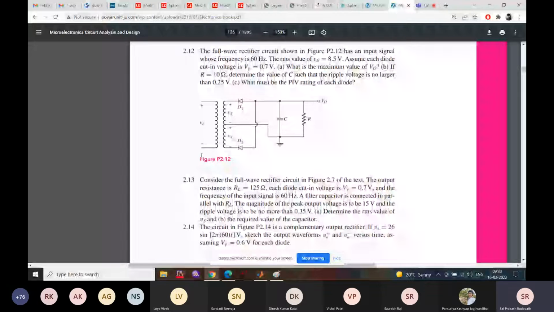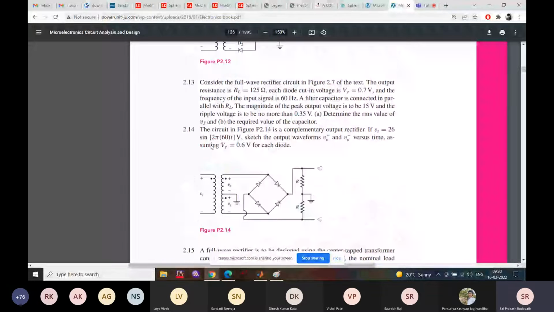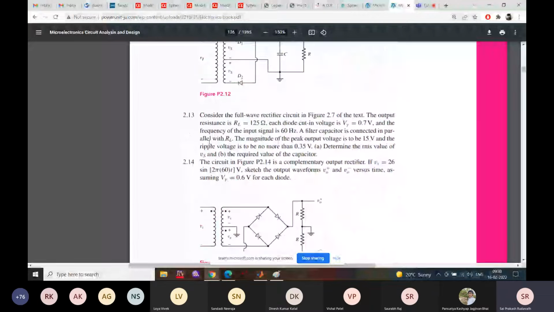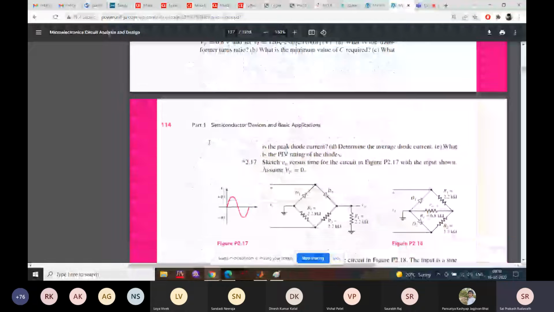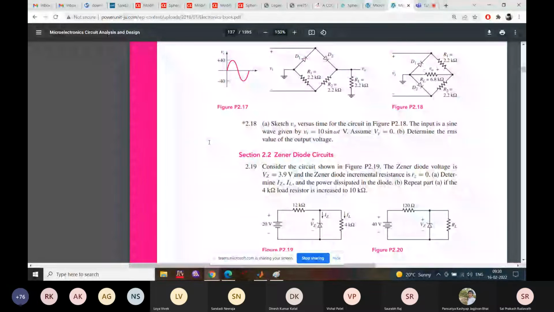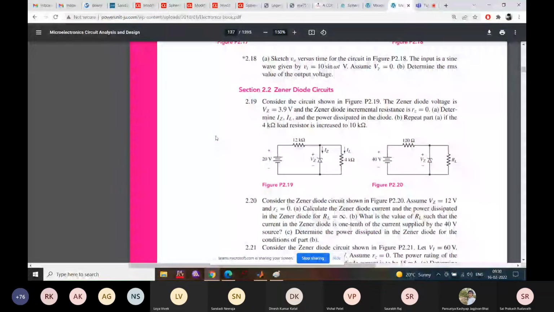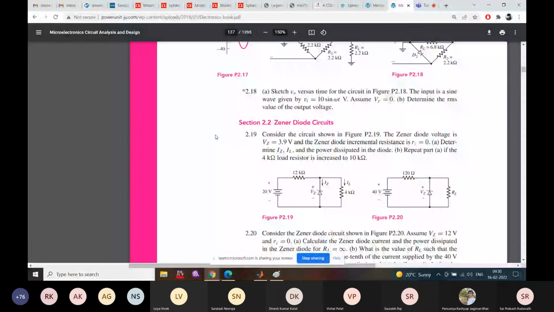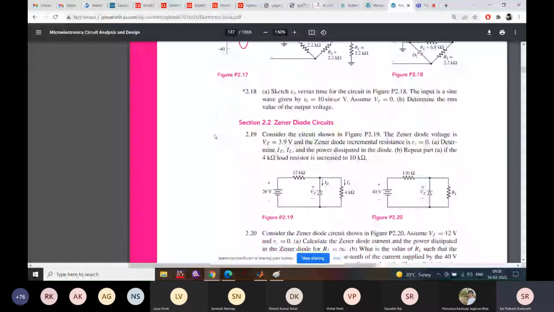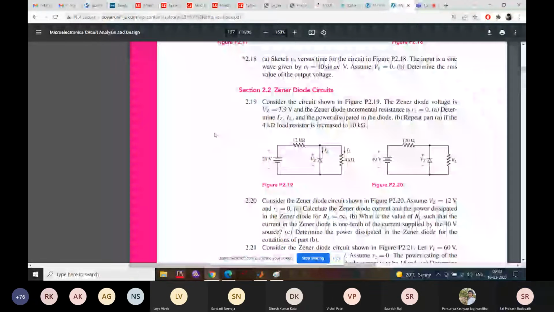So basically, these are the things in section 1, rectifiers. You try this. So we'll go for the next section, Zener diodes. Okay. Try to solve 2.19.